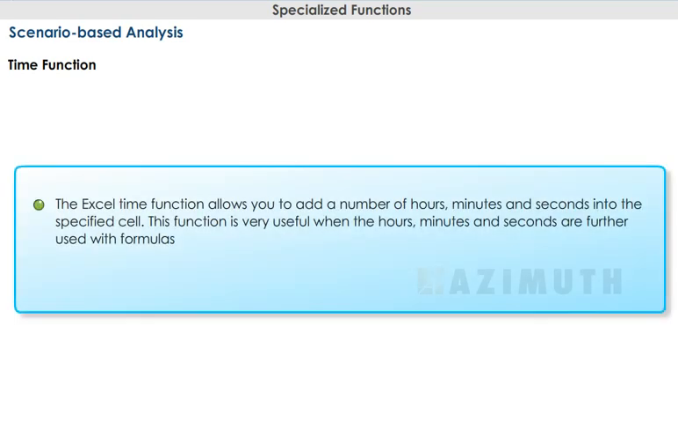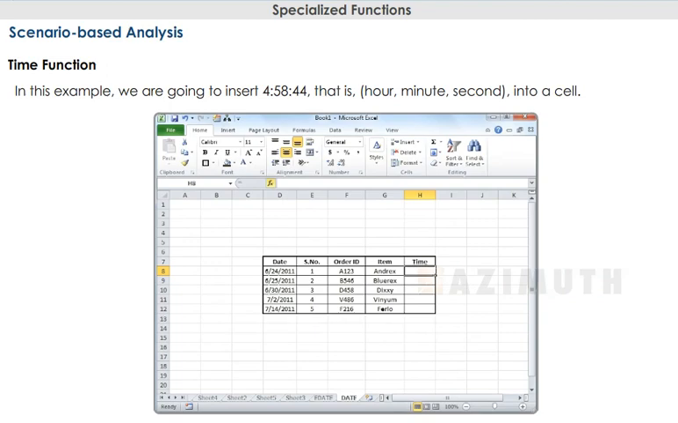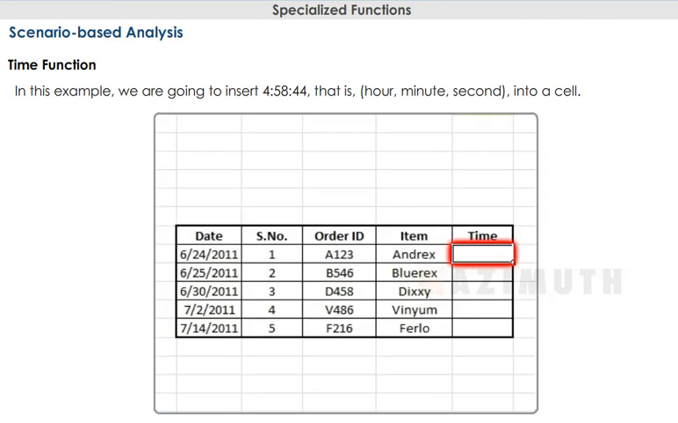The Excel time function allows you to add a number of hours, minutes, and seconds into the specified cell. This function is very useful when the hours, minutes, and seconds are further used with formulas. Syntax: TIME(hour, minute, second). In this example, we are going to insert 4:58:44, that is, hour, minute, second, into a cell.